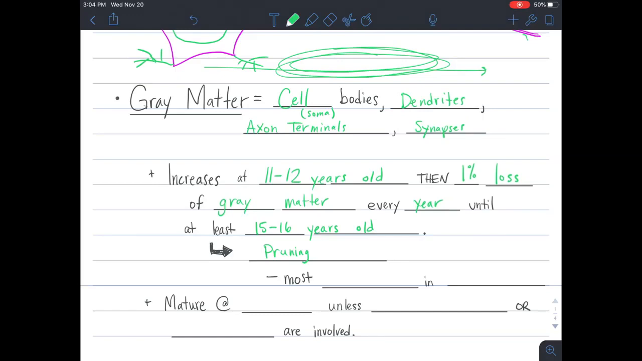So if you don't use part of your brain, maybe as a young kid you learned German or French or Arabic, but if you don't use it, then your brain literally gets rid of those cells because they're not needed anymore, because you're not using them anymore. And so we call that pruning.